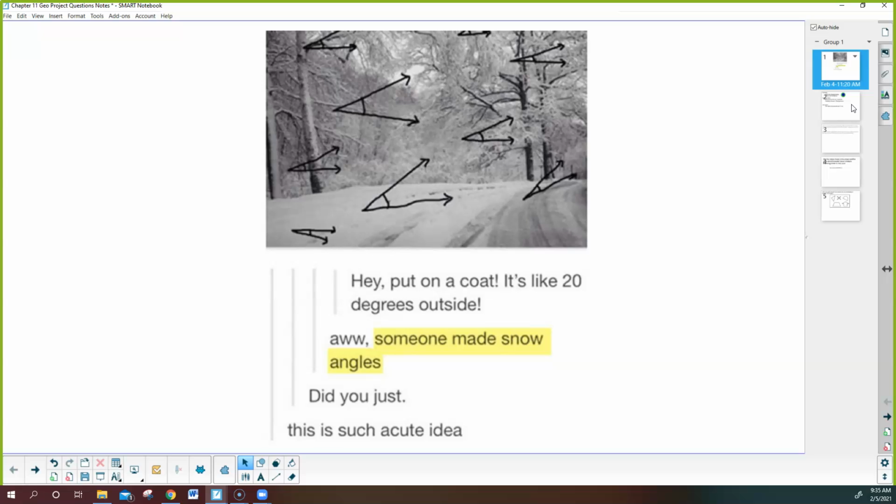So let's jump right into a couple of things that we noticed in terms of the Chapter 11 project. I sent you a message saying don't submit it yet because I want to make sure that we notice just some misconceptions on the 11.7 homework. We'll talk about that and then we'll talk about the project here quickly.